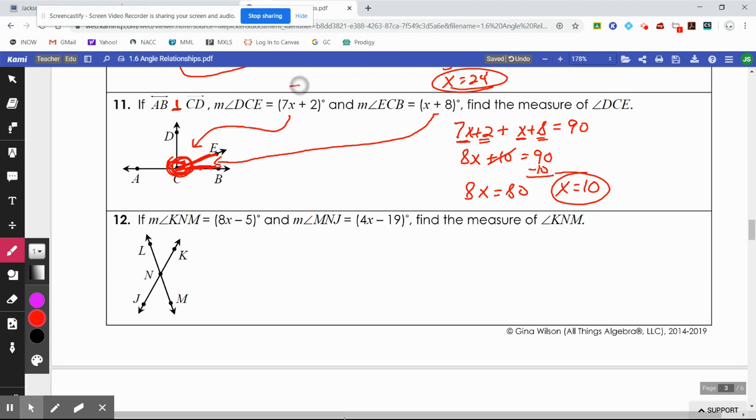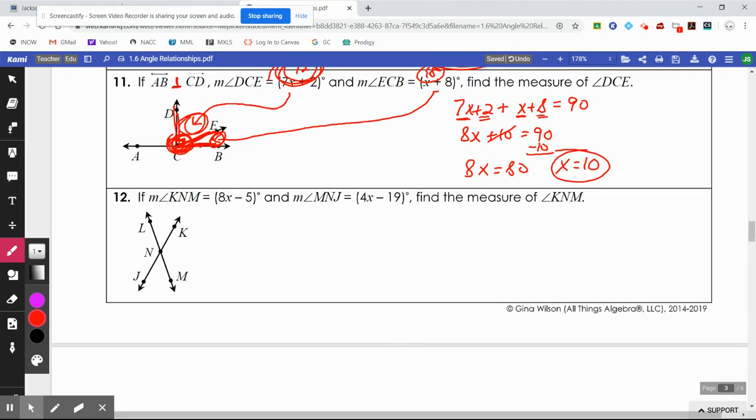7 times 10 plus 2 would be a 72-degree angle. 10 plus 8 would be an 18-degree angle. So that tells me that this angle here is 72 degrees, and this angle is 18. So DCE is the one I'm looking for. That would be a 72-degree angle, your answer.